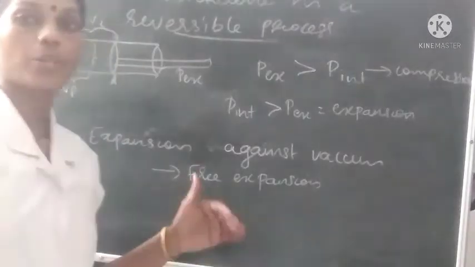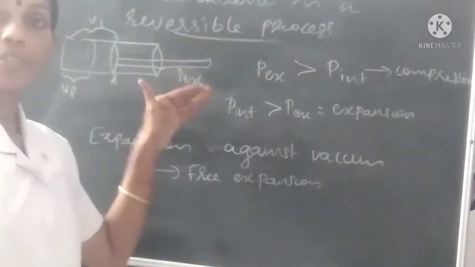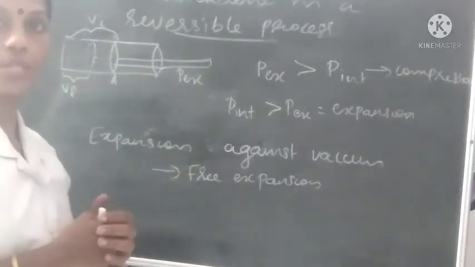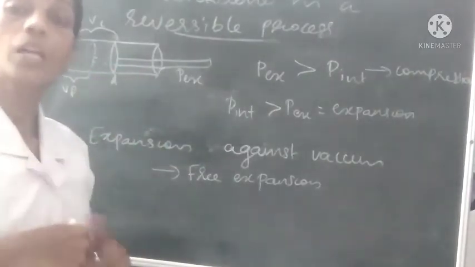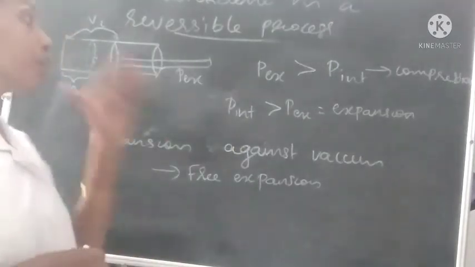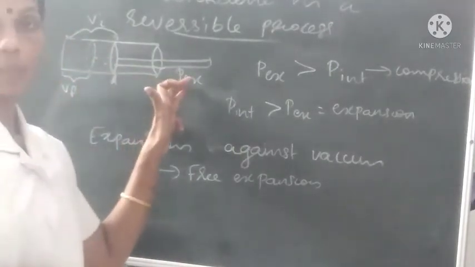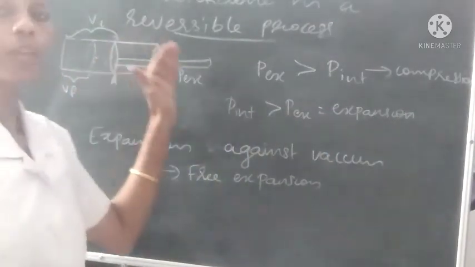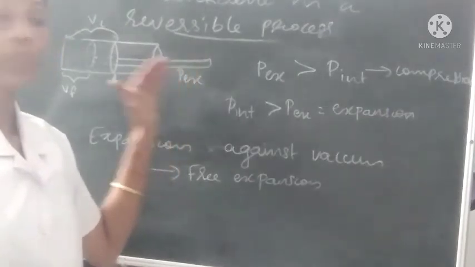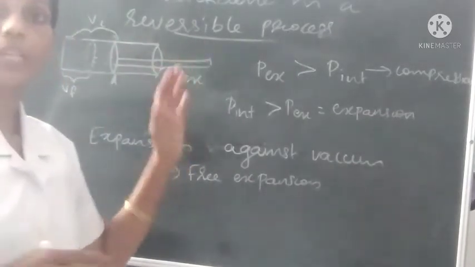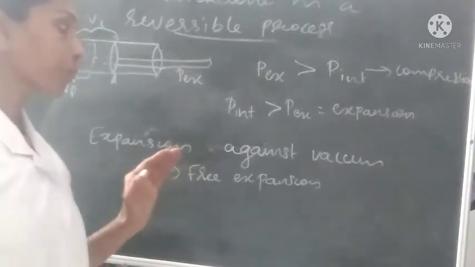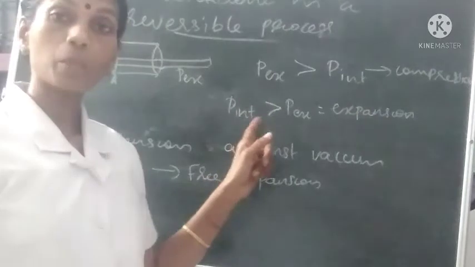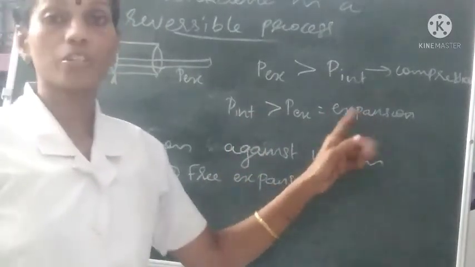Now here we have studied that if you are applying an external pressure which is greater than the internal pressure applied by the gas, the gas will get compressed, isn't it? The volume occupied by the gas will decrease. But if internal pressure is greater than external pressure, what will happen to this gas? It will expand. The piston will move outward, that means the gas is expanding its volume. If external pressure is greater than internal pressure, compression will take place, and if internal pressure is greater than external pressure, expansion will take place.